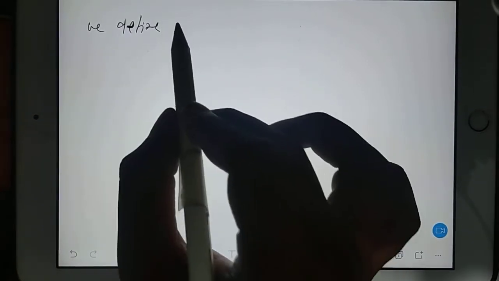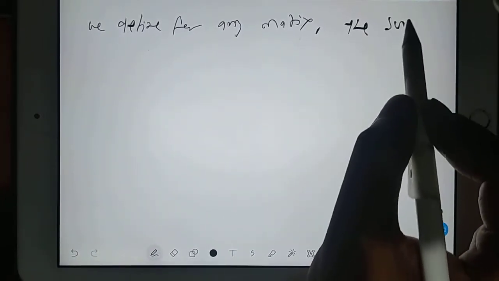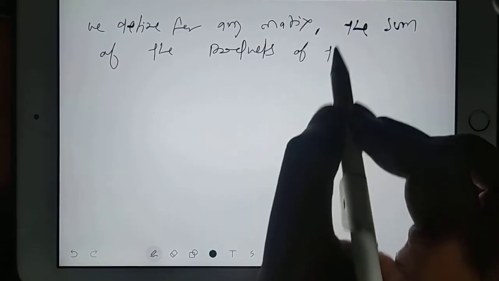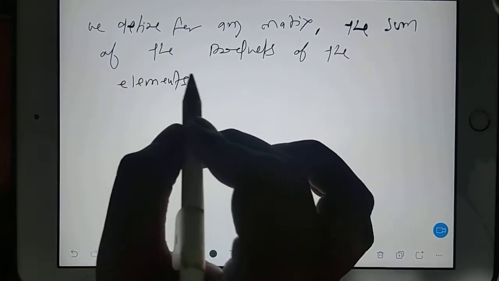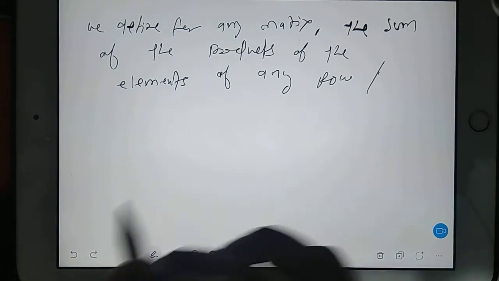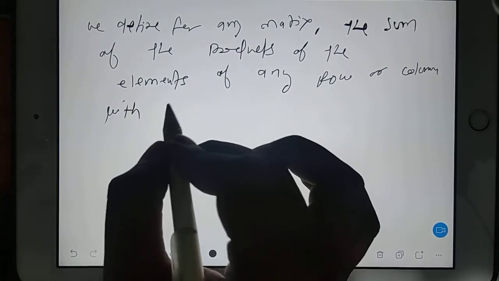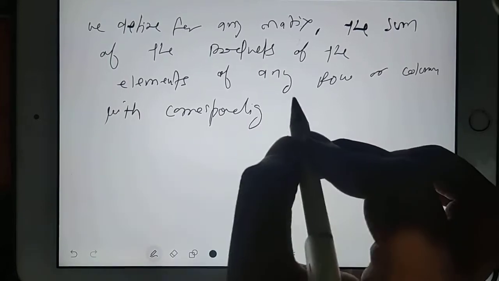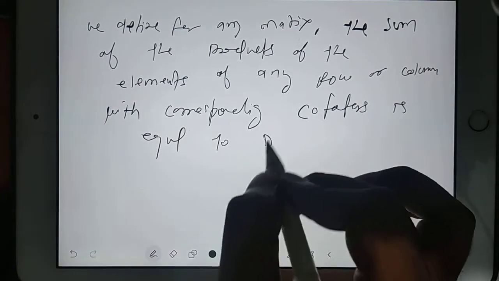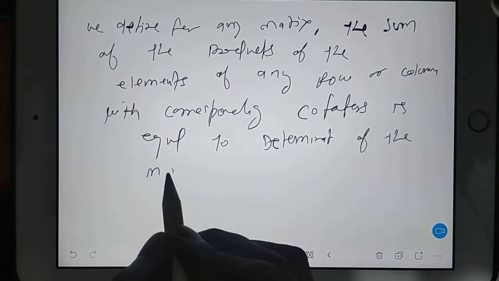We define for any matrix the sum of the products of the elements of any row or column with corresponding cofactors is equal to the determinant of the matrix.